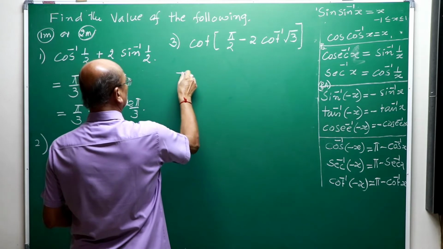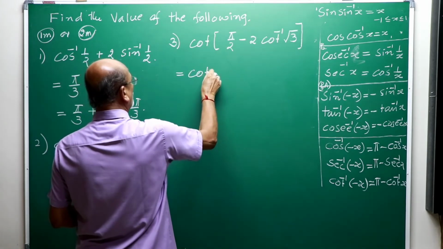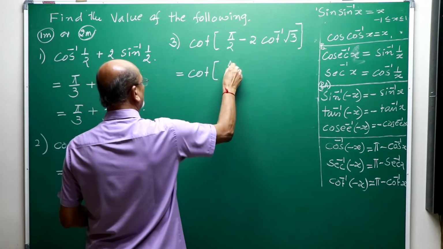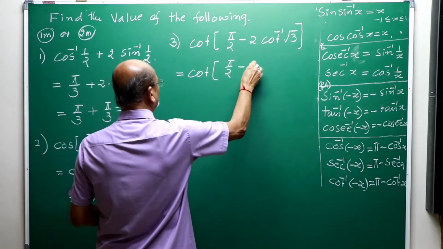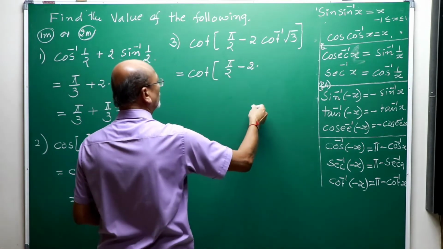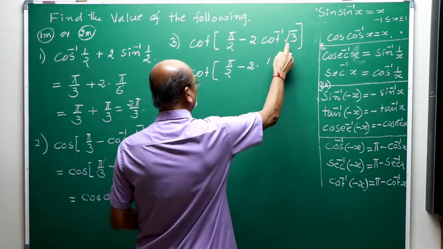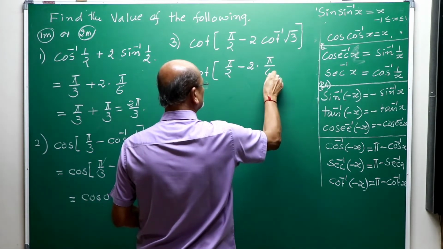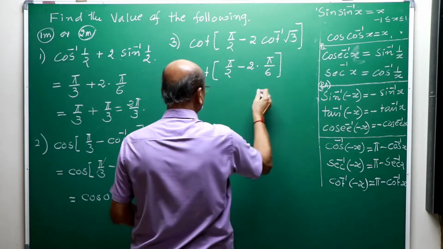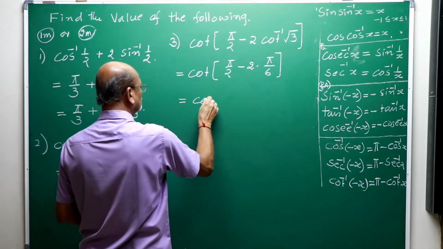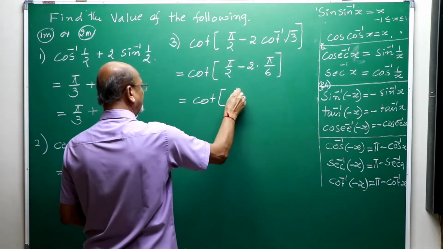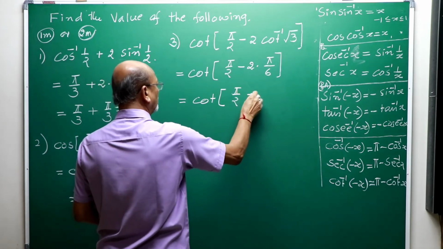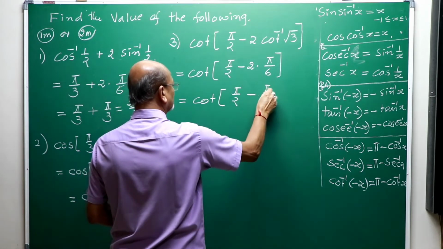Yes, friend, equal to cot. This is pi by 2 minus 2 into cot inverse root 3. I told you, bigger angle, smaller angle. What is it? 30 degrees, pi by 6. This is cot of 90 minus simplified, pi by 3.